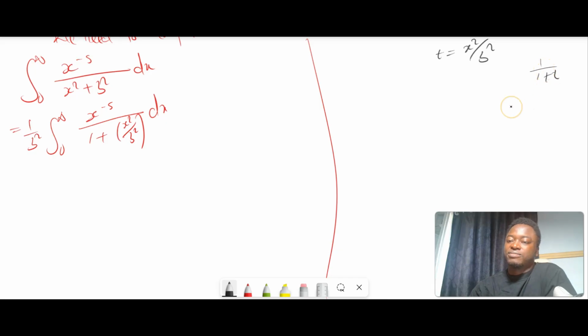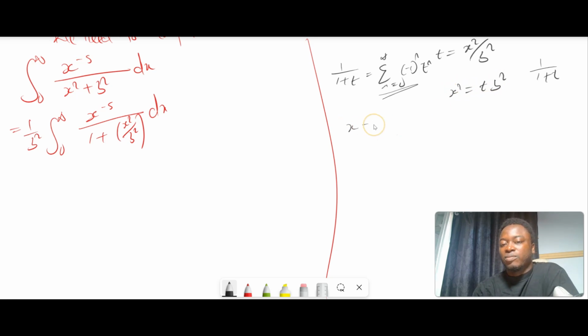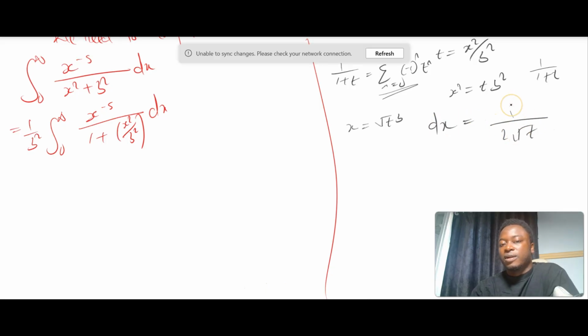geometric series, which says that 1 over 1 plus t is the sum as n runs from 0 to infinity of negative 1 to the n, t to the n power. So this would allow us to use the Ramanujan Master Theorem, of course. If we do this, notice that x squared becomes t b squared, which means that x would be square root of t times b, and dx, importantly, will be 1 over 2 square root of t times b.